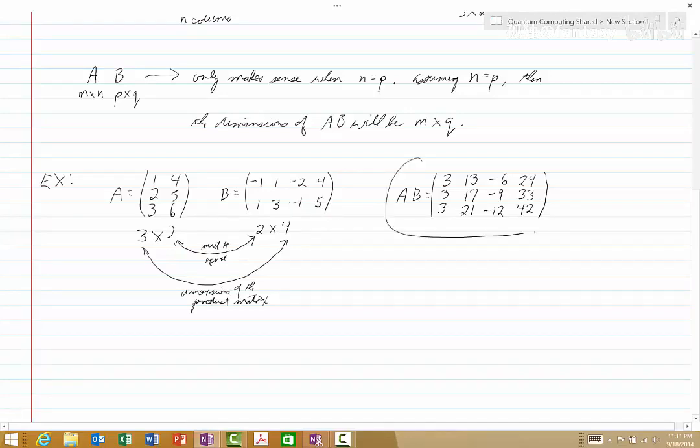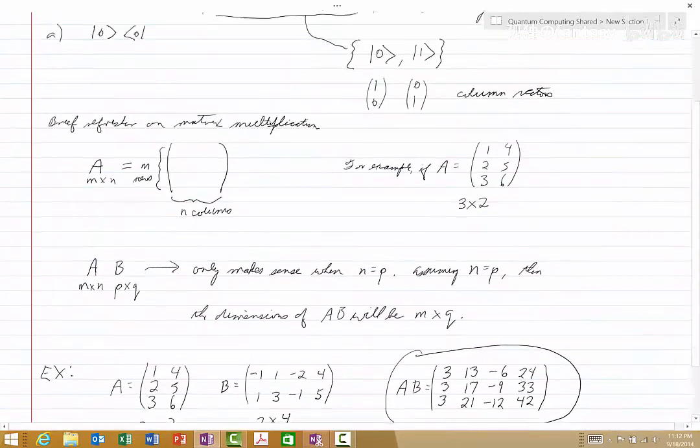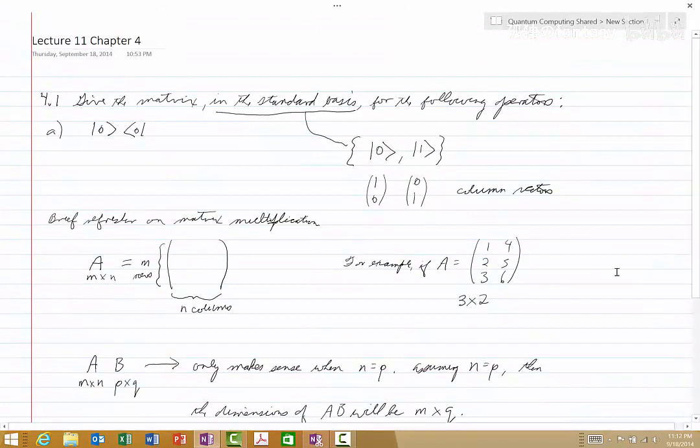So here is our product matrix AB, and as predicted, the dimensions are indeed 3 by 4, 3 rows and 4 columns. So that's a brief review of how we multiply matrices, and now that we've had this review, we can come back up to the problem under consideration and very easily find the matrix.